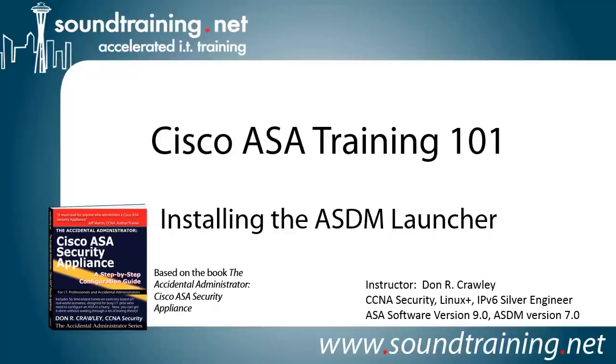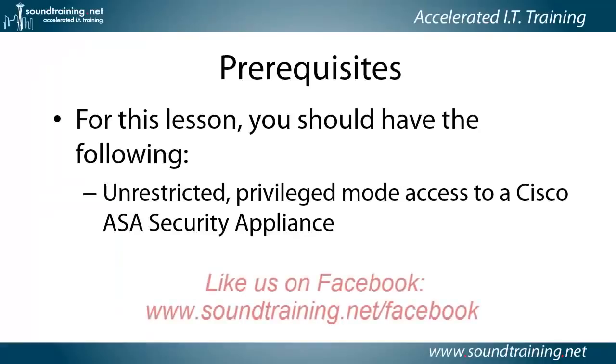This time we're doing installing the ASDM launcher. It's based on my book, The Accidental Administrator, Cisco ASA Security Appliance. Book is not required, but if you'd like to get a copy, it's available from Amazon and other resellers or on our website at www.soundtraining.net/bookstore. Software version we're using is ASA version 9.0 and ASDM version 7.0, but the procedures that I'm going to show you haven't changed much in many years, so even if you're using older versions of the software, it should still work for you. Here are the prerequisites.